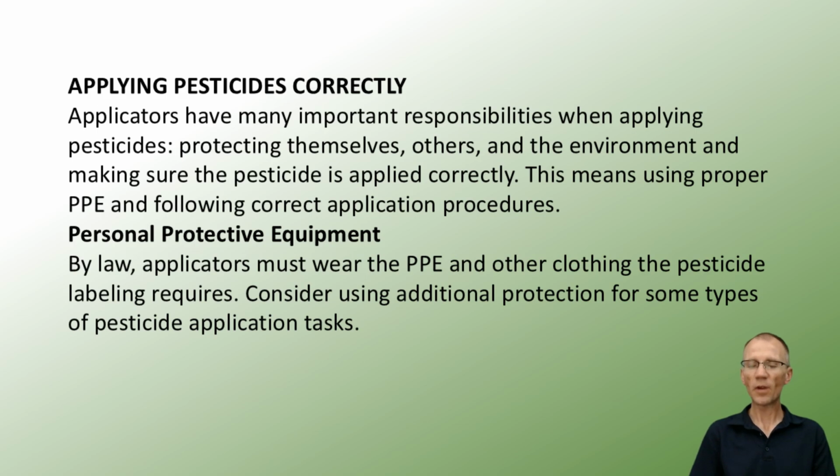Applying pesticides correctly. Applicators have many important responsibilities when applying pesticides, protecting themselves, others, and the environment, and making sure the pesticide is applied correctly. This means using proper PPE and following correct application procedures. Personal protective equipment. By law, applicators must wear the PPE and other clothing the pesticide labeling requires. Consider using additional protection for some types of pesticide application tasks.